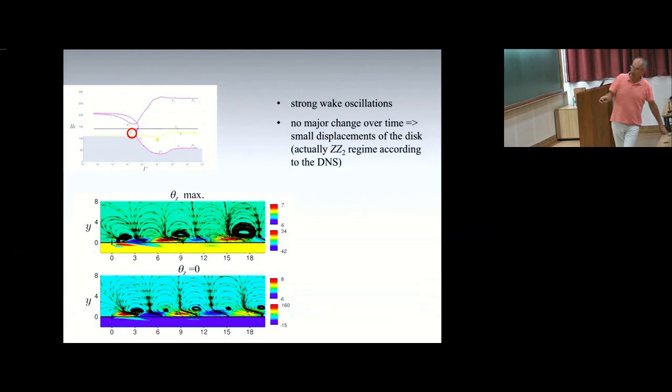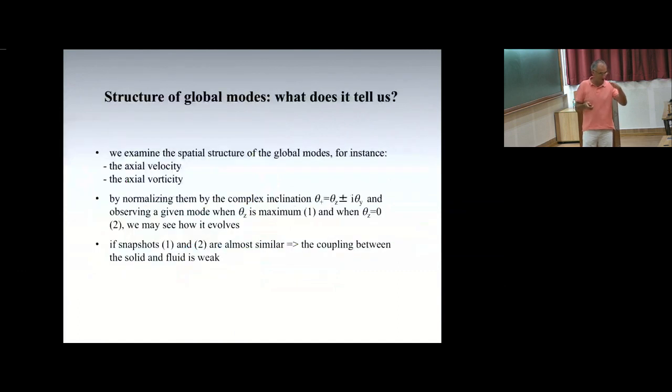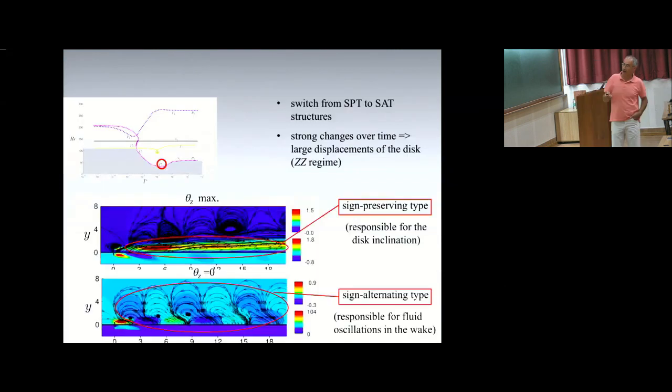The upper part of each figure is the axial velocity disturbance, and the lower part is the axial vorticity. If you concentrate on the upper part, you see that the structure is almost the same in both pictures. So in that case, whatever the inclination of the disk, you get the same fluid structure, so you can conclude that the coupling between the disk and the fluid is very weak. And indeed, this point corresponds to a point here, a regime in which there is vortex shedding in the wake, but the disk is only very weakly fluttering.